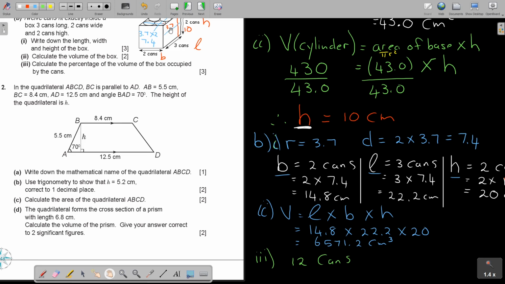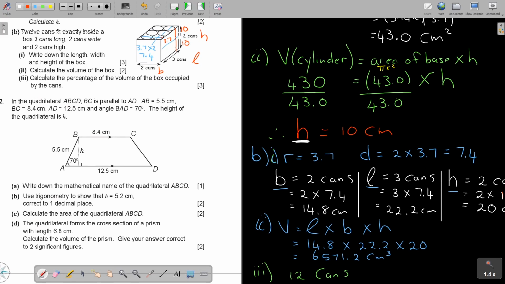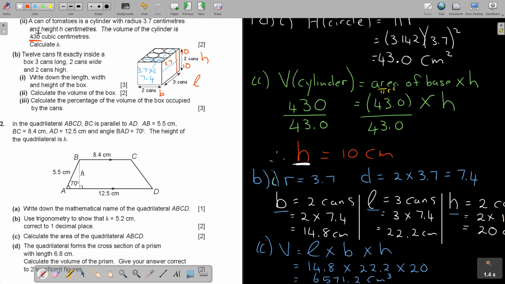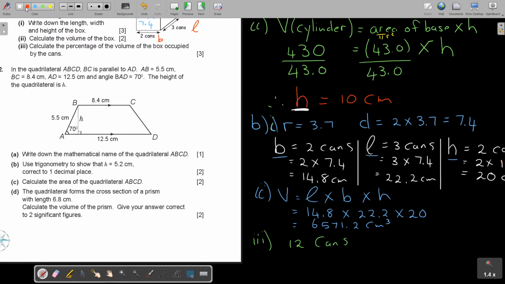I think I must first work out 430. They gave it to me. That's going to be 430. So therefore, volume equals 12 times 430, and that will give me an answer of 5160 cubic centimeters. And now I move on.